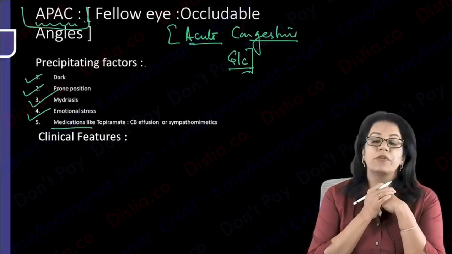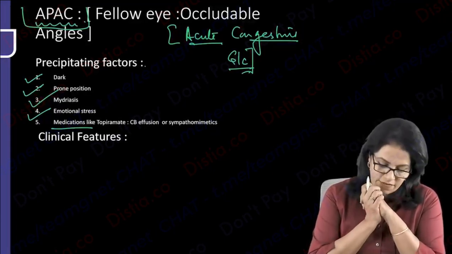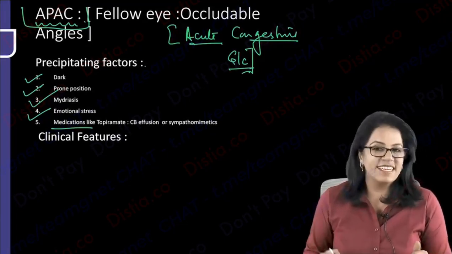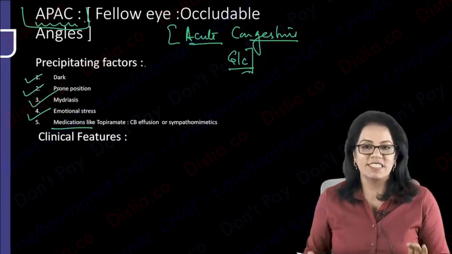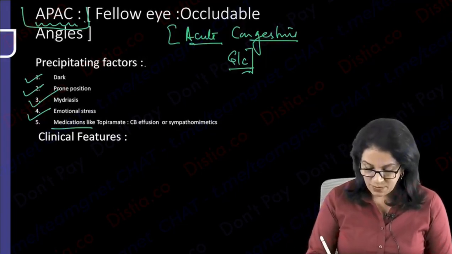Then mydriasis again has been one of the ways of doing the provocative test, and we know it can precipitate angle closure. This is not difficult. Emotional stress, that fits everywhere. I hope you have noted down. Now pay attention. Very important. This is your exam question.